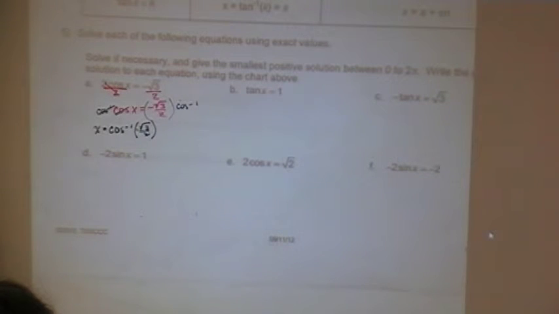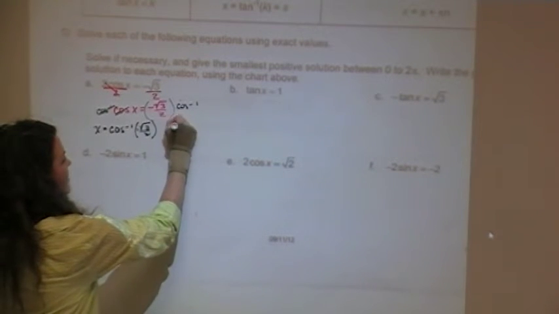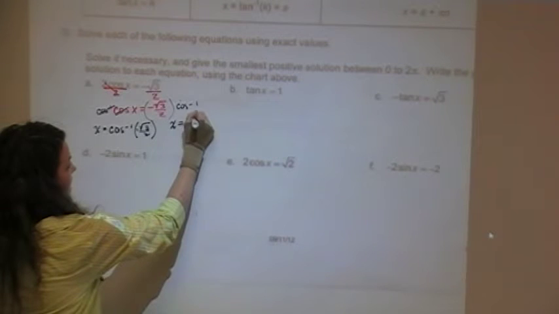Where is cosine negative? 2 and 3. And I only need the one that's in 2, because I'm going to use my little chart to find the other answer. So what has 5 powers? 5 pi over 6? So my solution that I have found is x equals 5 pi over 6.